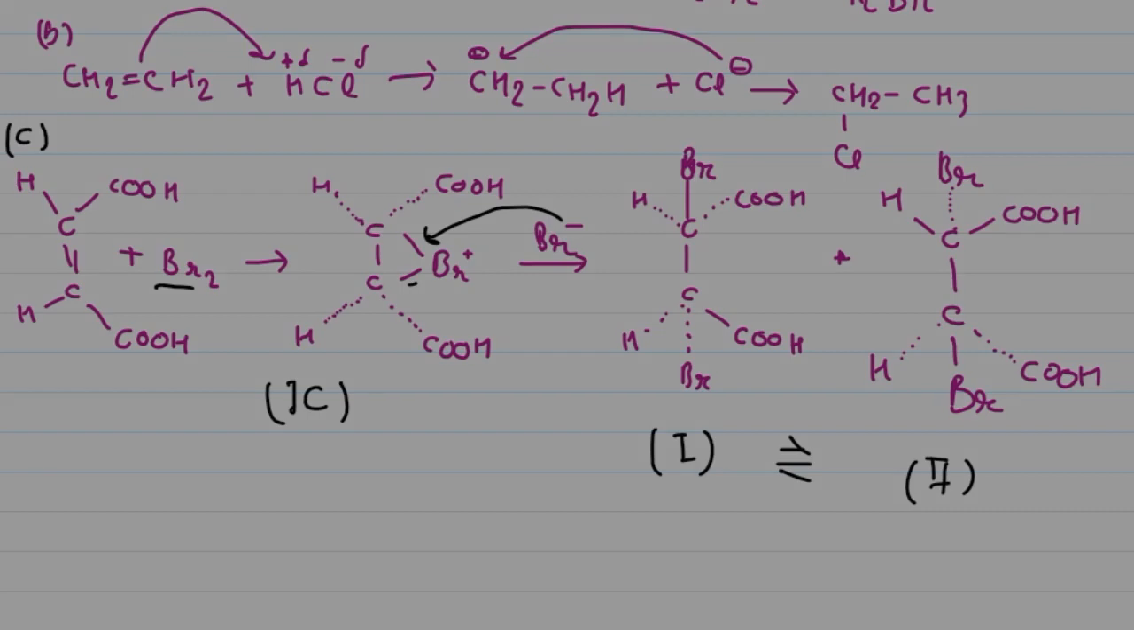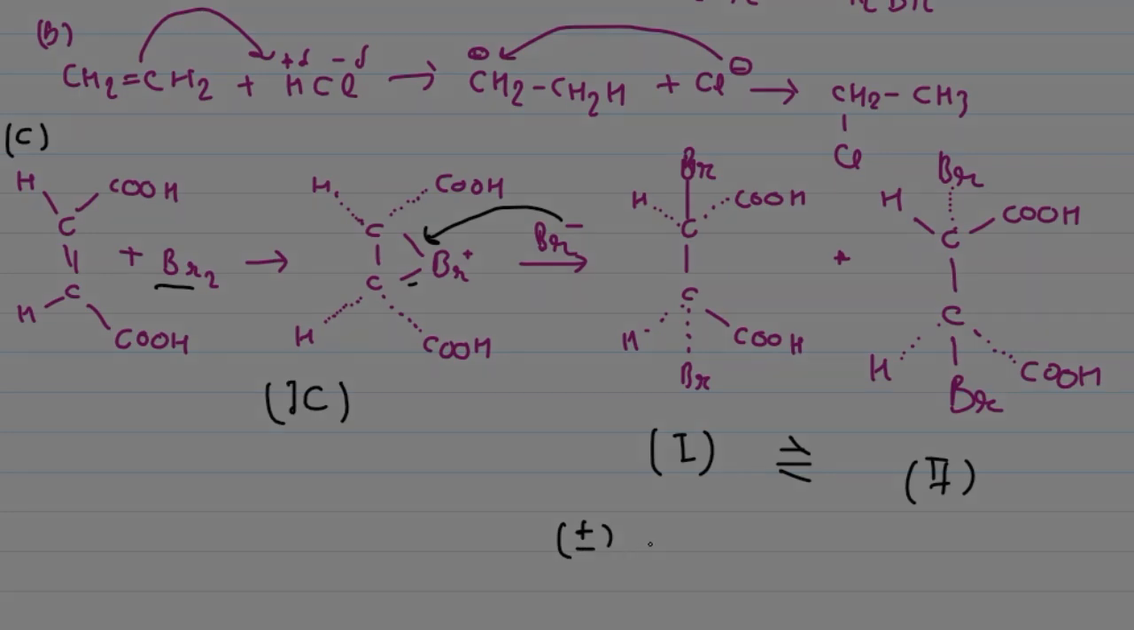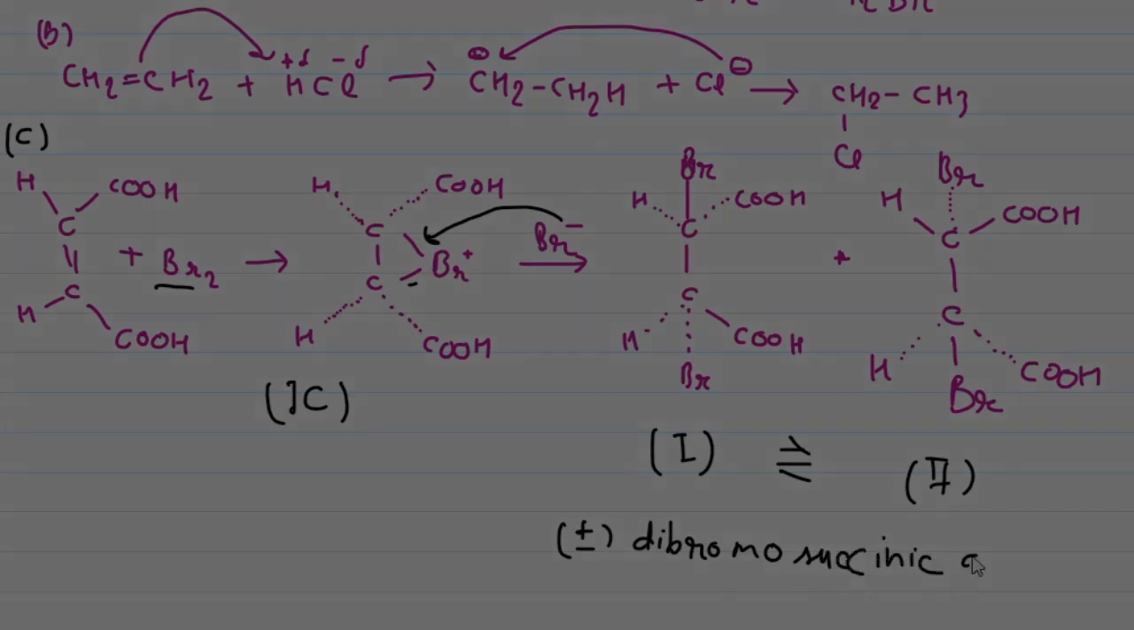This means that maleic acid will produce positive and negative, plus minus dibromosuccinic acid. So we can write here dibromosuccinic acid.